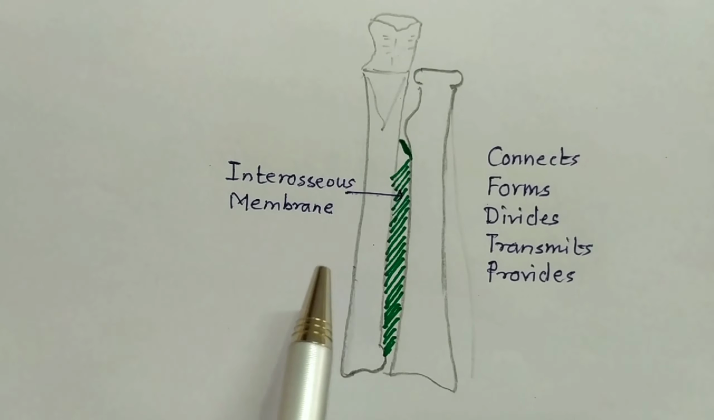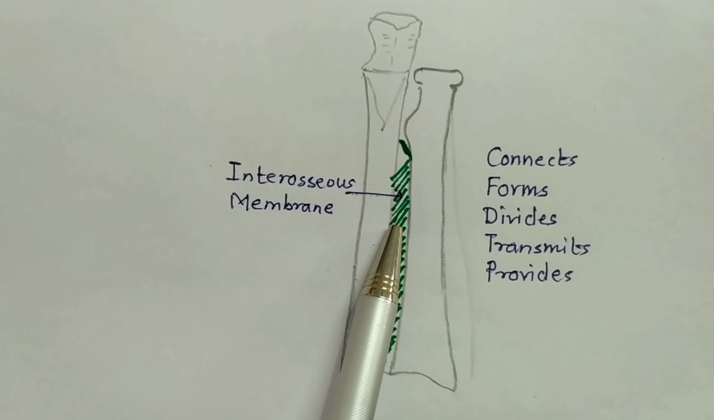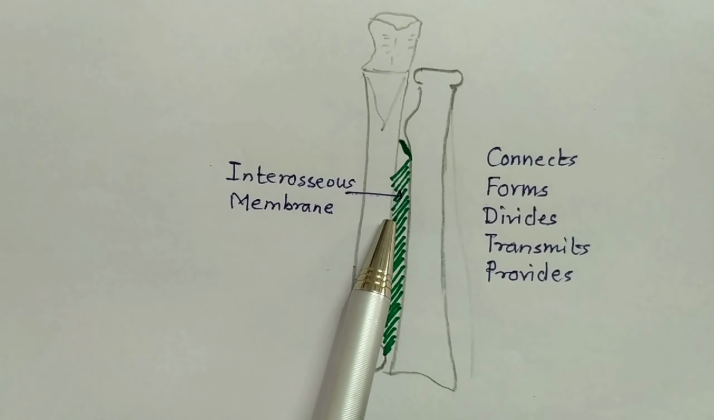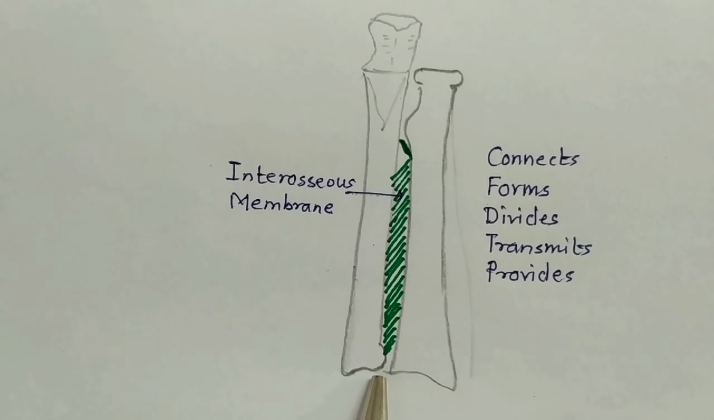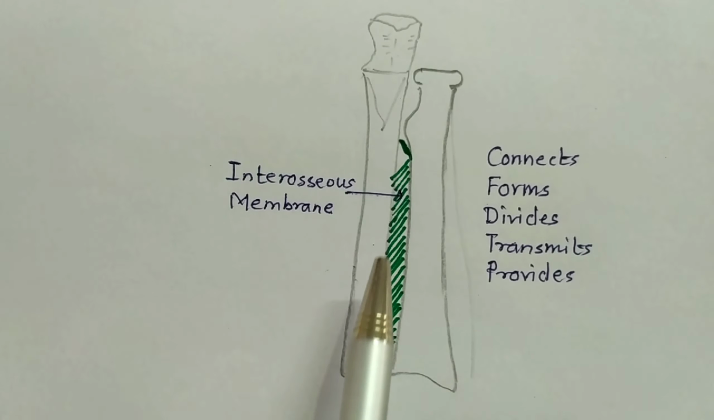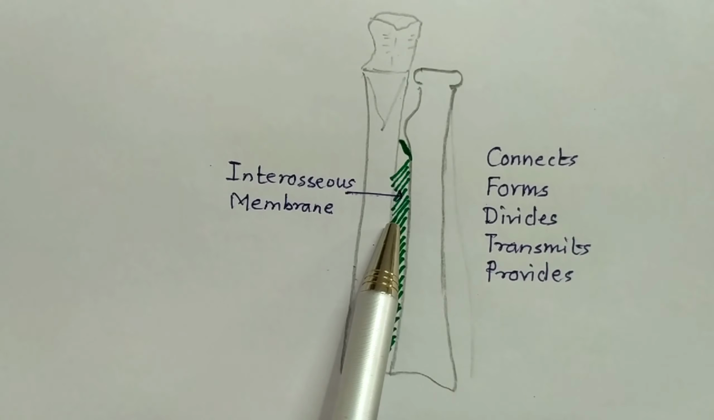The interosseous membrane connects the two bones, radius and ulna, and forms the middle radioulnar joint. There are three joints between radius and ulna. The superior and inferior radioulnar joints are pivot variety of synovial joint, while the interosseous membrane forms middle radioulnar joint. The middle radioulnar joint is syndesmosis variety of fibrous joint.